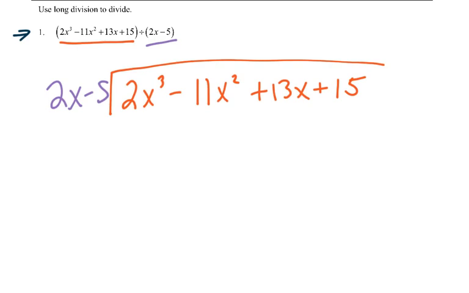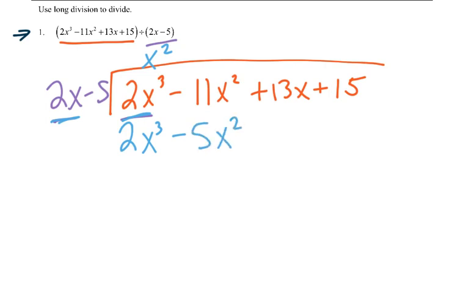We're trying to figure out, what do I multiply 2x by to have it match this term 2x to the third? So essentially, we're kind of working backwards to figure out, what do I multiply 2x by to get this factor? That's going to be an x squared, because x squared times 2x squared equals 2x cubed. But we can't just multiply it by only the 2x. We also need to multiply it by the minus 5. So that's going to be minus 5x squared.